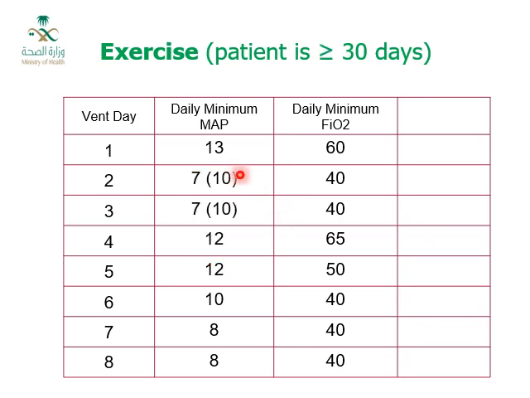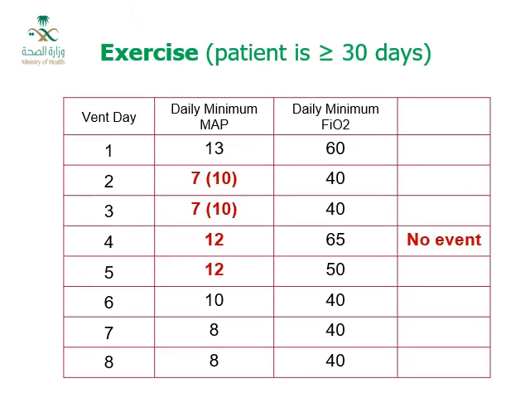But if in the same example we put the patient as more than 30 days old, we consider the MAP values from 0 to 10 equal to 10. If we look here, we have two MAP values of 7, and we put them as 10. So the pediatric VAE is not met in that condition, because the worsening or increase does not reach 4 centimeters H2O. So we don't have pediatric VAE in this case.